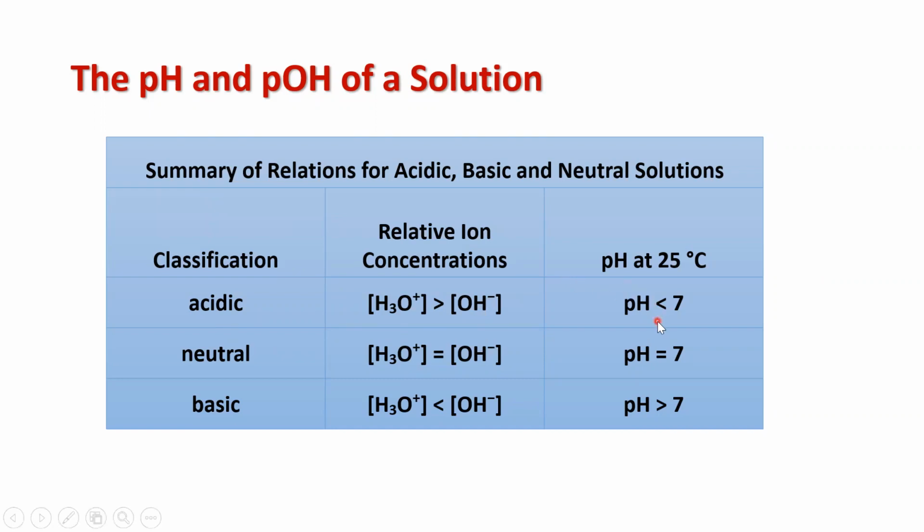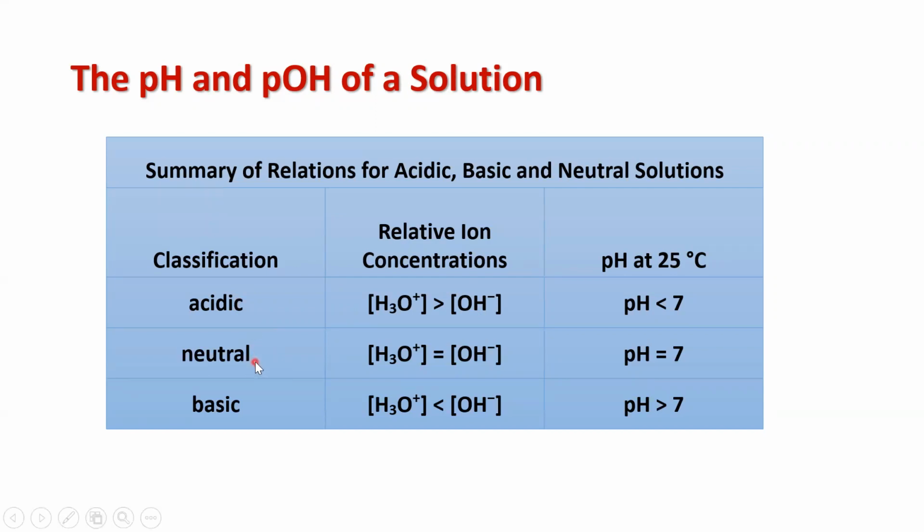And that's going to give us a pH less than 7. And the farther away from 7 we get, the larger the hydronium ion concentration is, and the smaller the hydroxide ion concentration, and the more acidic the solution is.